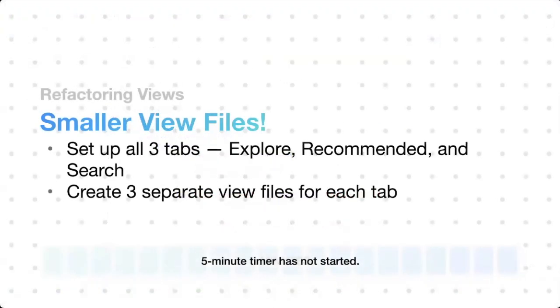So now I want you to do this for yourself. Create 3 separate tabs, one for Explore, one for Recommended, and one for the search bar. And create a different file for each of these tabs. So, Explore View, Recommended View, and Search View. This can be a really good chance for you to practice and put all of this together, and then we'll continue from there.